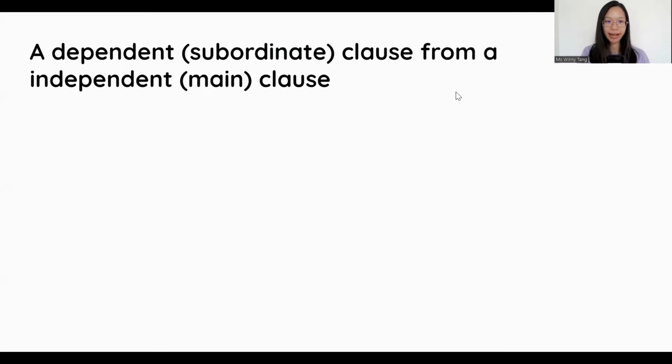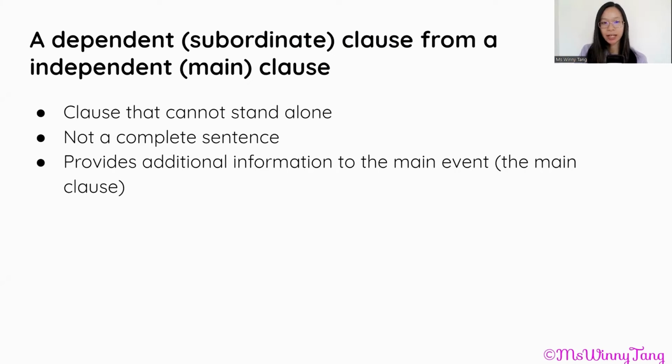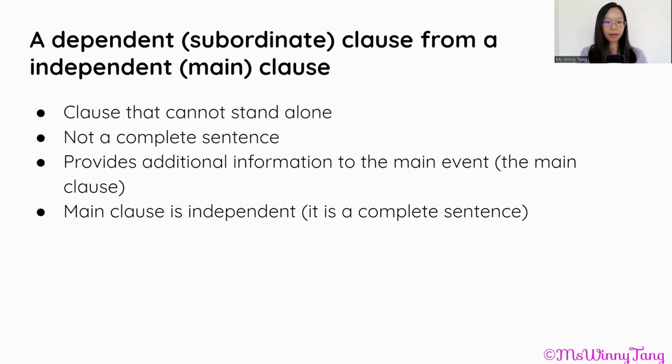When we are looking at a dependent or a subordinate clause from an independent or a main clause, we are looking at a clause that cannot stand alone. So this is the dependent clause. It's not a complete sentence yet until we add in the main or the independent clause. And the role of the dependent clause in the sentence is to provide some additional information to the main event or the main clause. And our main clause is our independent clause, which is a complete sentence.